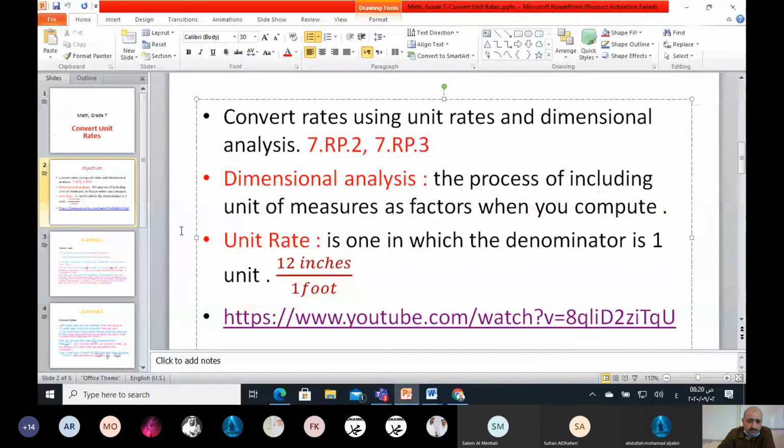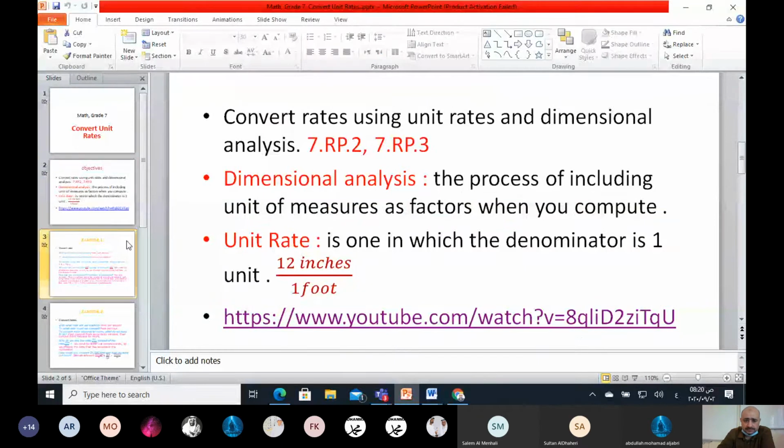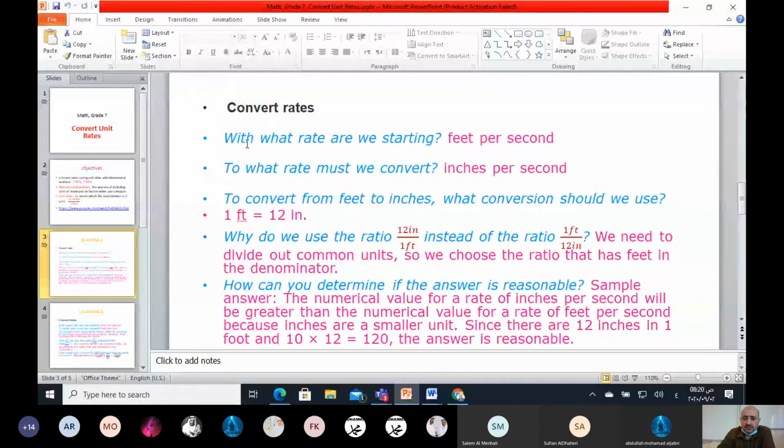So, for example, convert rates. Our lesson is convert rates. With what rate are we starting? Feet per second. To what rate must we convert? Inches per second. So, in this example, we have feet per second and we want to convert to inches per second. As you see, here we have second, here we have second. No change in the second. The change here is between feet and inches.